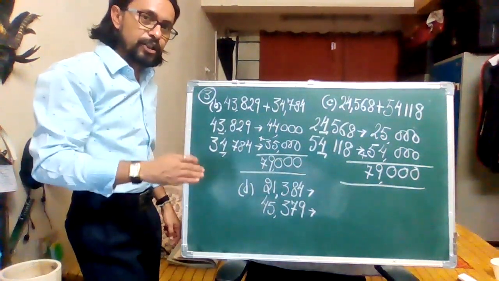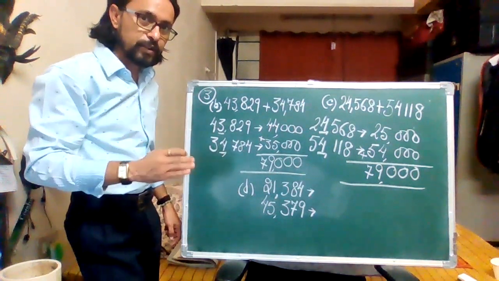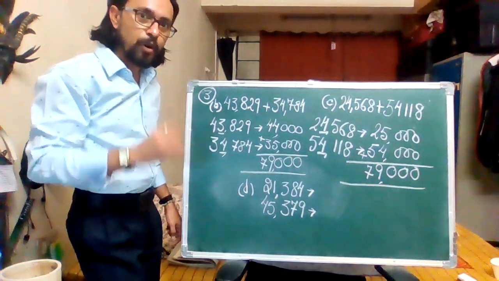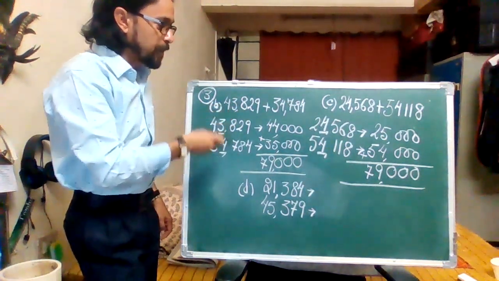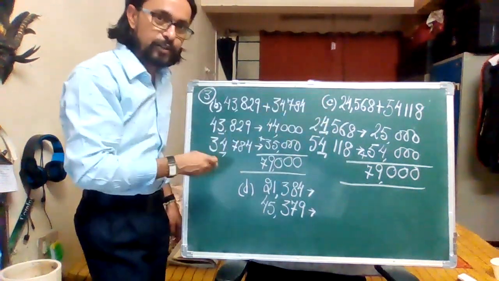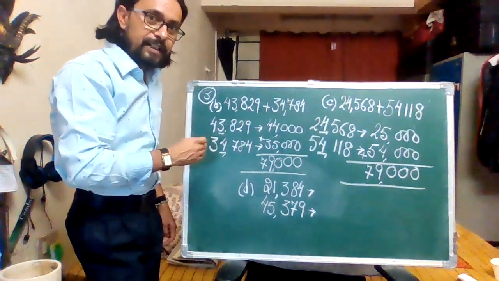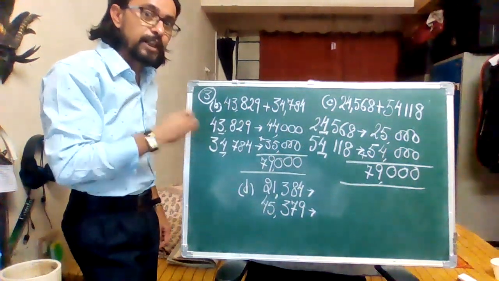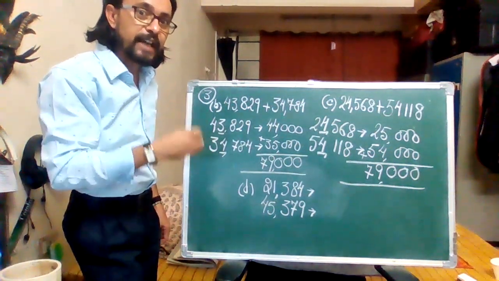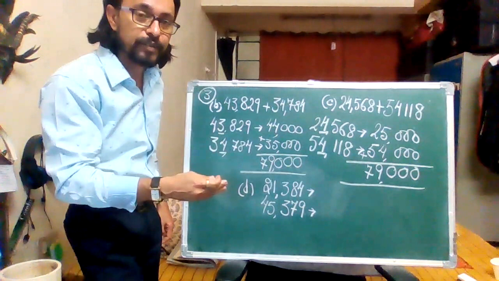Remember, the digit to the right of the place value that you are rounding off, we are rounding off to the nearest thousands. So I have to look at the numbers of the thousands place value. That digit will either change or will not change. Will it change, will it not change, is decided by the number that is on the right hand side of it.